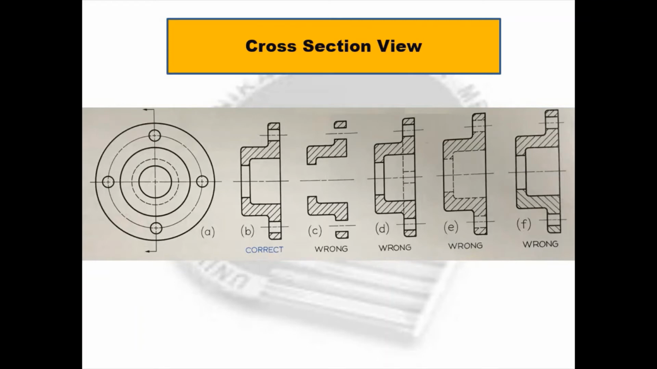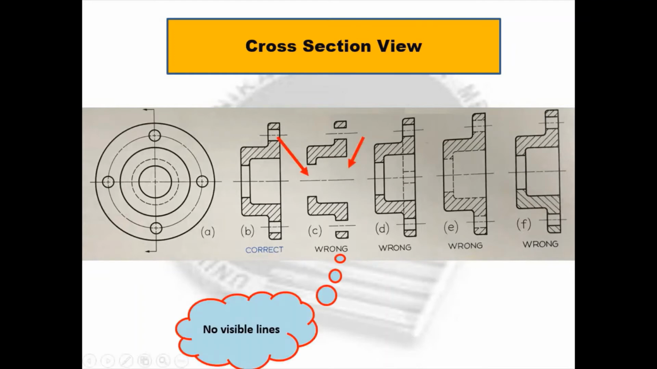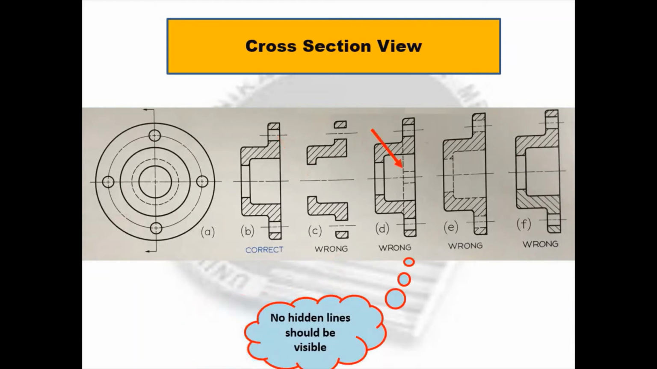B shows a correct representation of the object cross-section with correct visible lines, center lines, and section lines. C shows wrong view as no visible lines are present where it should be. D is also wrong as no hidden line should be drawn unless really necessary.